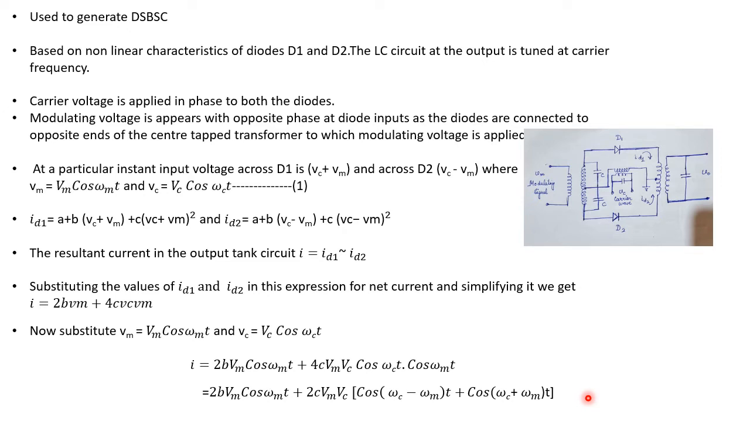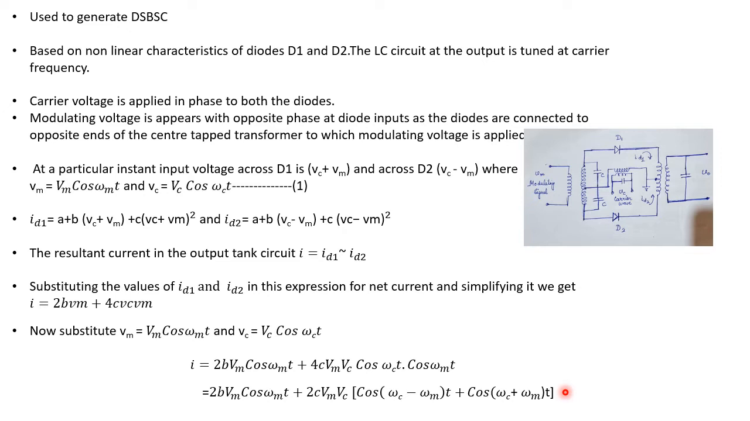Though the tuned circuit is tuned at the carrier frequency omega c, the carrier component is not present. Therefore, we can say that the carrier has been cancelled out, and the carrier component will not be present in the output voltage. The two components that are present in the current are the lower sideband omega c minus omega mt and the upper sideband omega c plus omega mt.